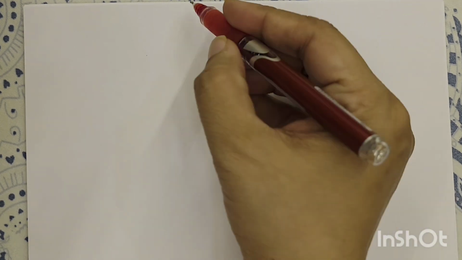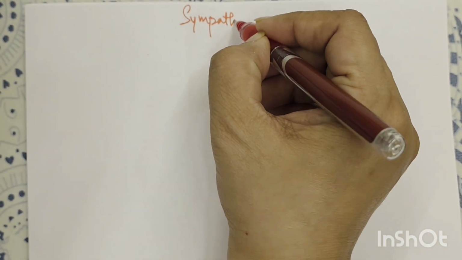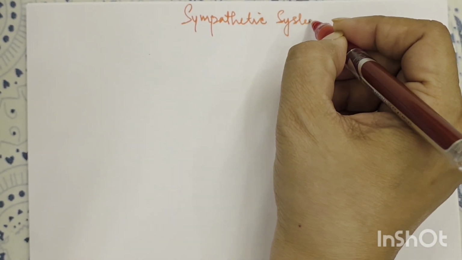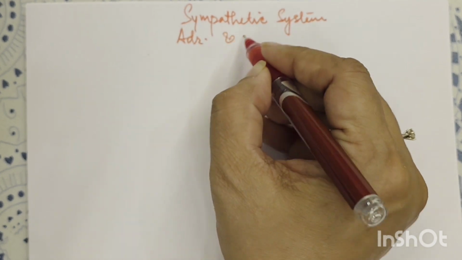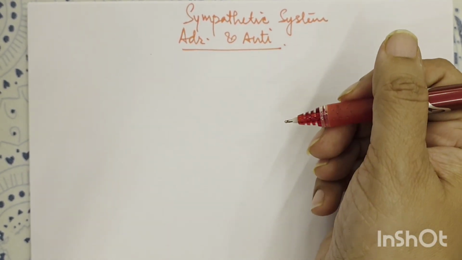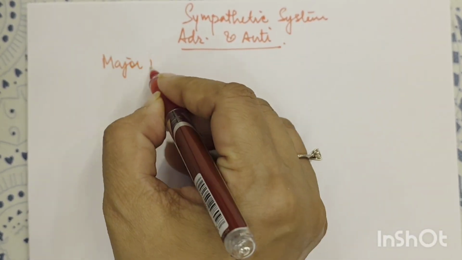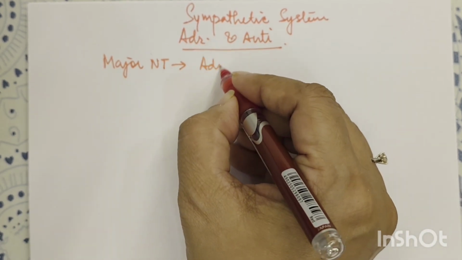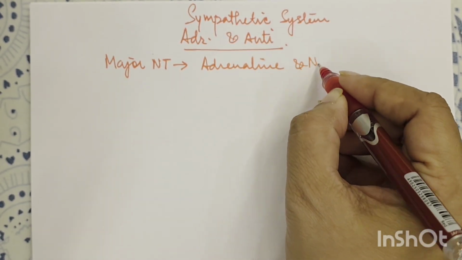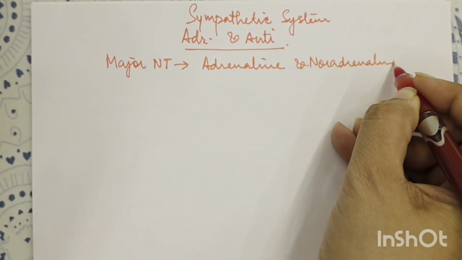So students, today we are starting and we will be completing the sympathetic system. In the sympathetic system, we will be covering the adrenergic drugs and anti-adrenergic drugs, both the things we'll be covering. Now, the major neurotransmitters of the sympathetic system are adrenaline and noradrenaline. So these are the two major neurotransmitters.